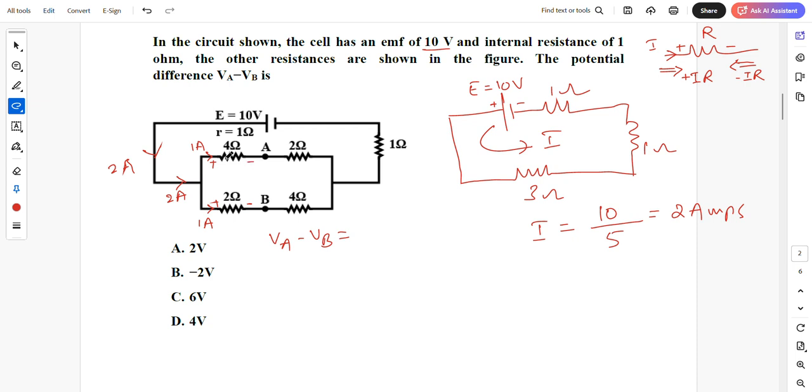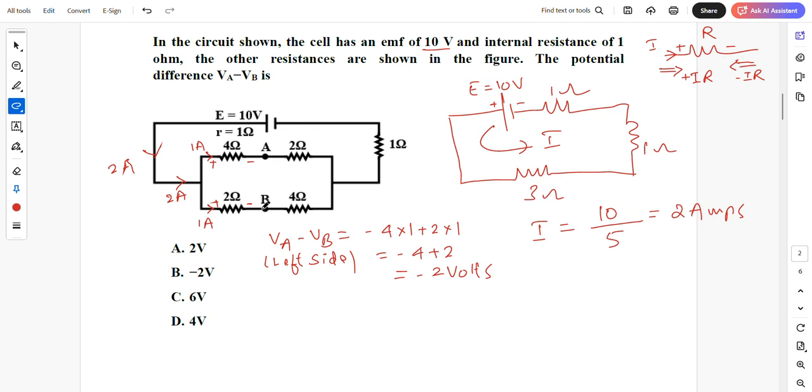I'll be coming from the left side. What is the drop here? Minus of 4 into 1. If I again move like this, plus of, what is the drop here? Plus of 2 into 1, R into I. That is minus 4 plus 2, which will be how much? We got the answer: minus 2 volts.